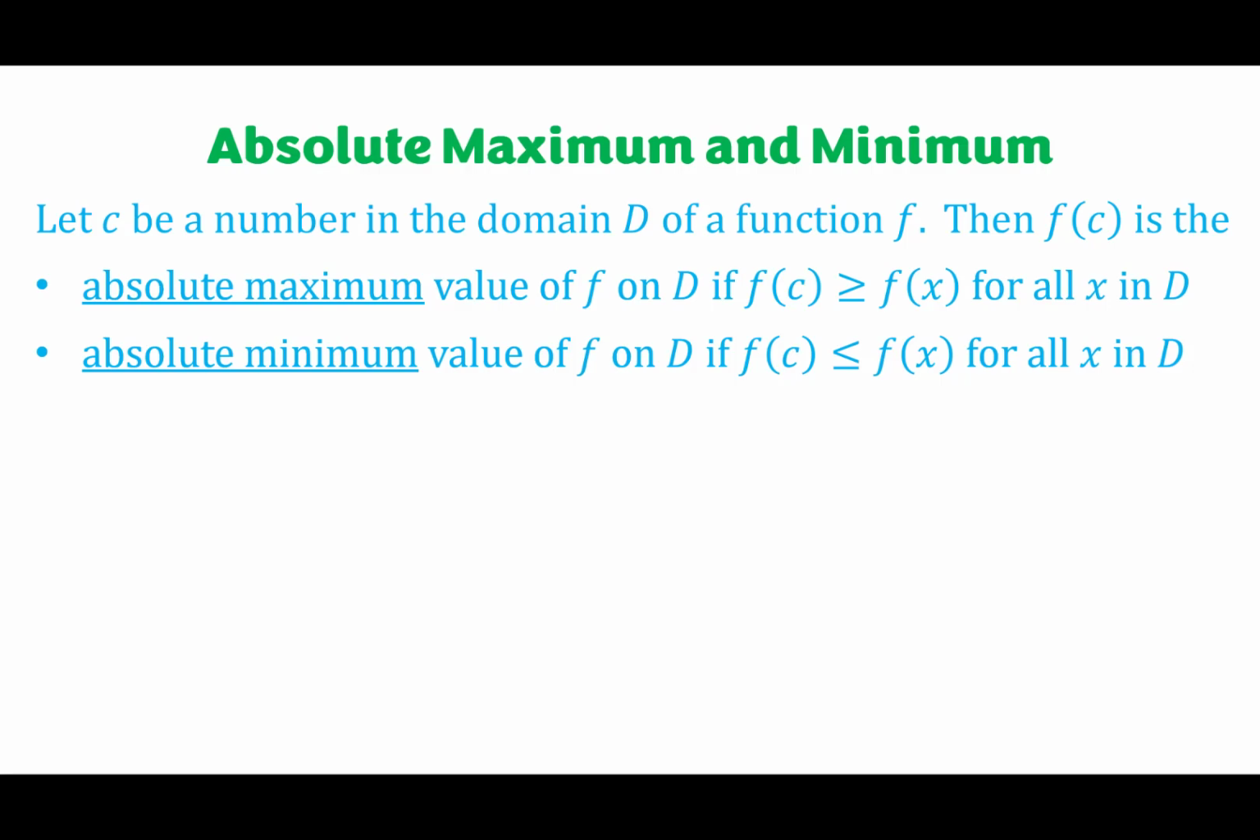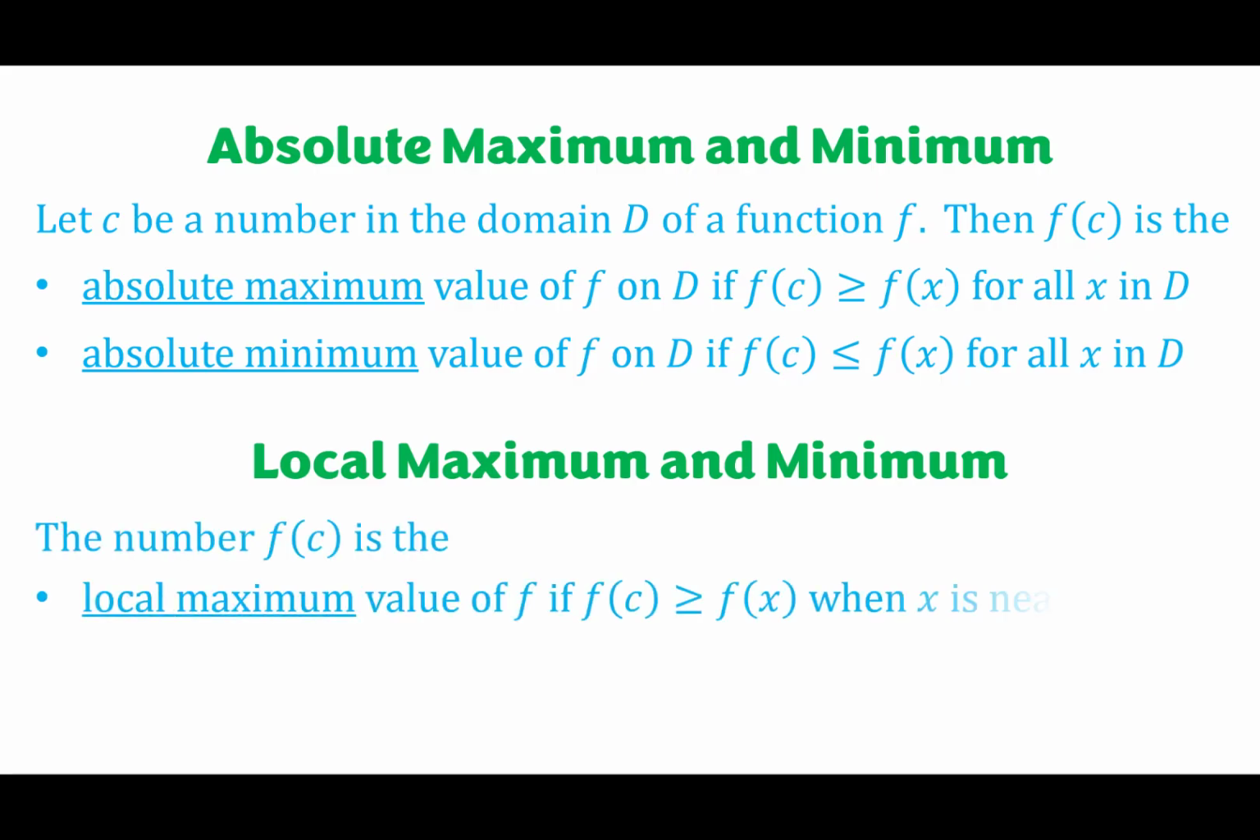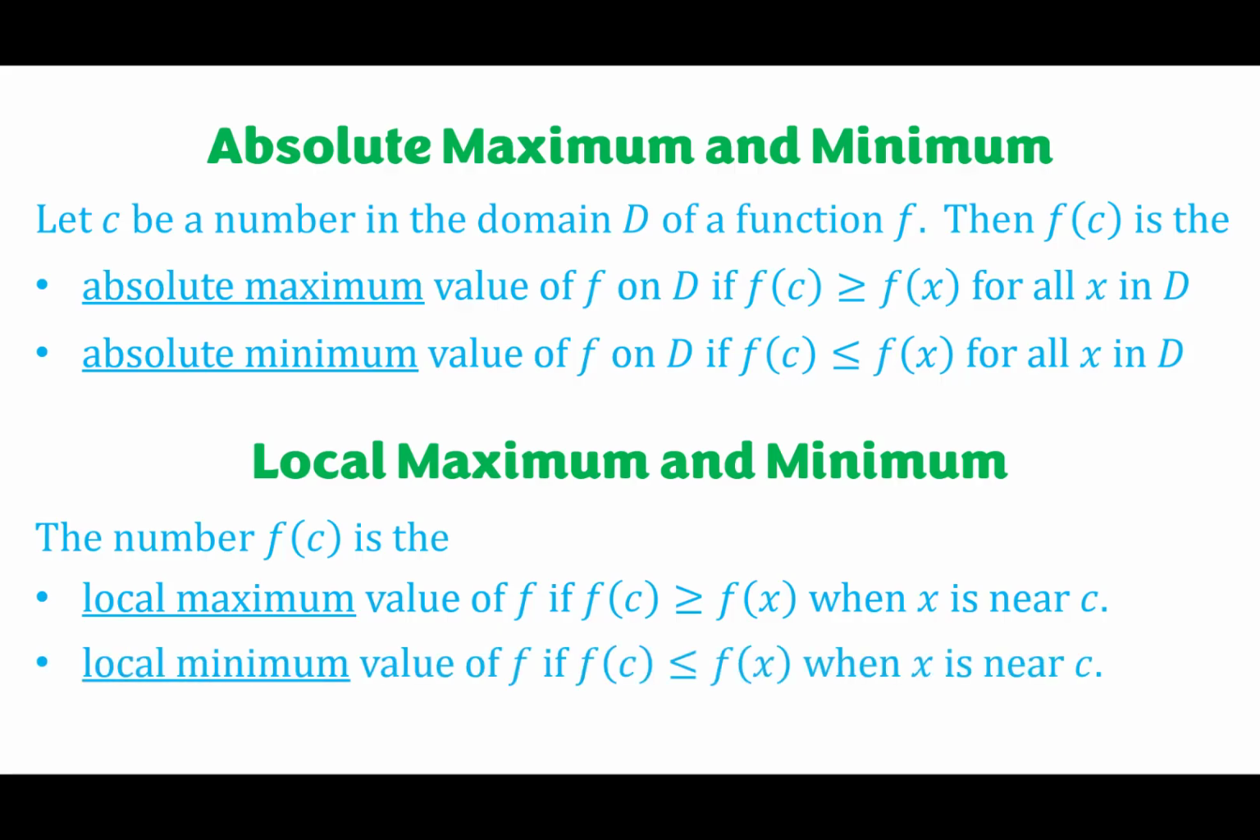Now we need to distinguish absolute maximum and minimum from local maximum and minimum. So the number f of c is the local maximum value of f if f of c is greater than or equal to f of x when x is near c. The main difference is we're looking at when x is near c, not at all x in our domain. That is, we're looking in the local neighborhood around the number c. And likewise, the number f of c is the local minimum value of f if f of c is less than or equal to f of x when x is near c. So not all x in the domain, but just when x is near c.